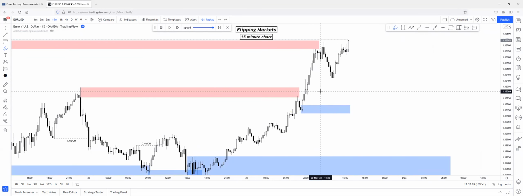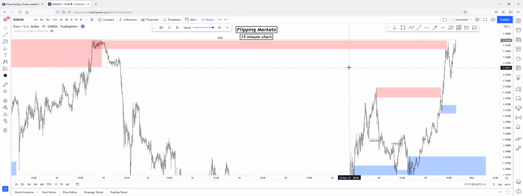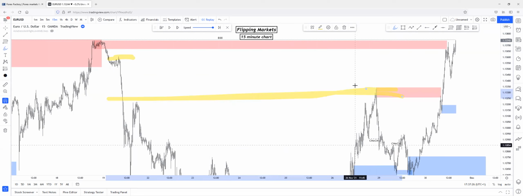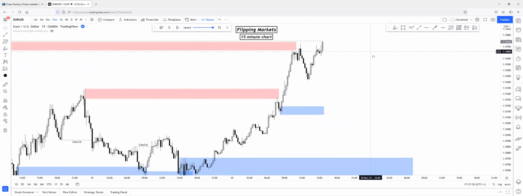This is the 15-minute demand flip zone that caused the top of the 4-hour supply zone. As you can see, this was the top of the 4-hour supply zone, and it happened with a huge inefficient push to the upside. And it actually swept liquidity from this region, and also it swept liquidity from this region also. So yeah, we have this demand zone right here.